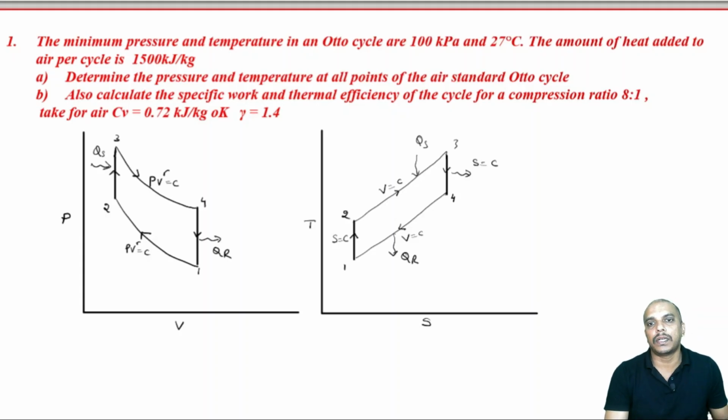Now, the minimum pressure and temperature, the moment I see minimum pressure and temperature, it happens at the first point, point 1. So, P1 is given as 100 kilopascal, so 100 into 10 power 3 Newton per meter square. Kilopascal to pascal is 10 power 3, and the temperature, the moment it is given, convert this into Kelvin. So, 27 degrees Celsius, 27 plus 273 is 300 Kelvin.